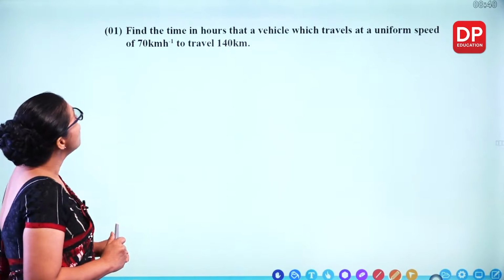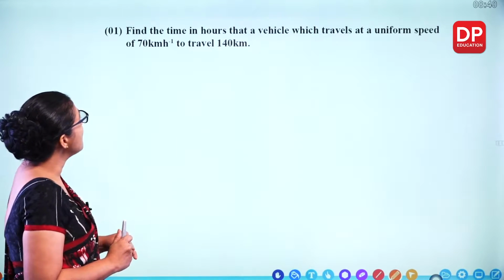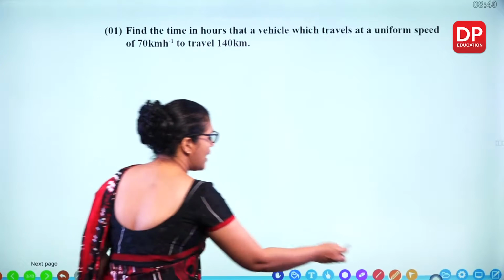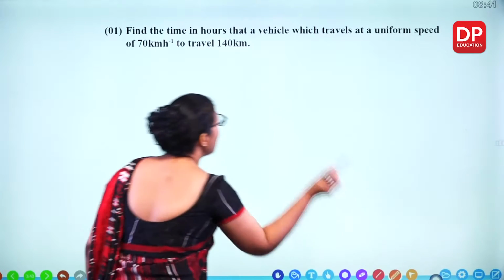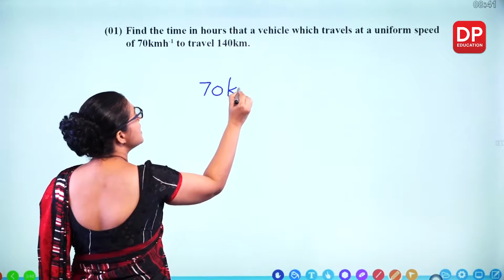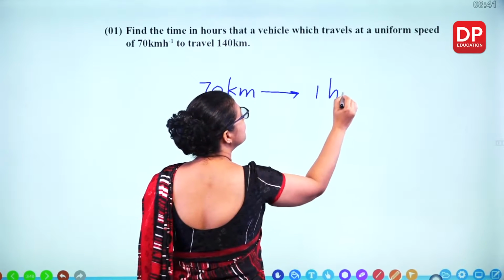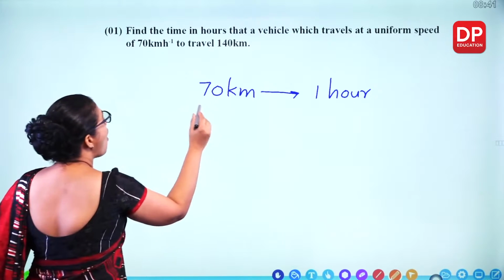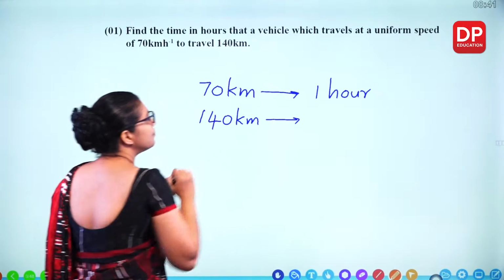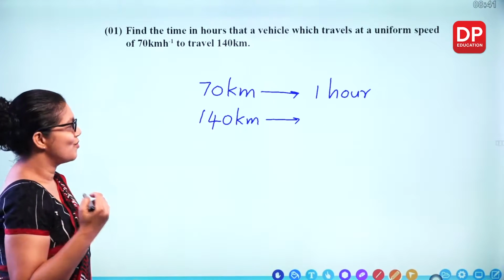Question number 1. Find the time in hours that a vehicle which travels at a uniform speed of 70 kilometers per hour takes to travel 140 kilometers. So here we can say, what's the speed? 70 kilometers travel within 1 hour. The question asks how many hours it takes for 140 kilometers. You can see that this is doubled. So what's the answer? 2 hours.